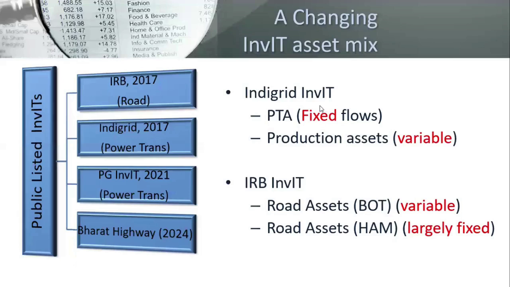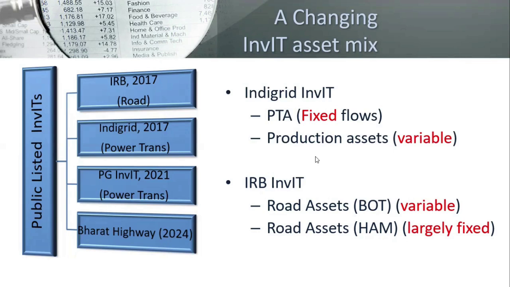In the case of some InvITs today, because since 2017 we had IRB InvIT and Indigrid InvIT, those two have shown that the asset mix is in fact changing. Indigrid was mainly into PTA, or power transmission assets, with fixed flows, but they are also getting into production assets, with variable flows, and they are also going into renewables. Now IRB InvIT was primarily a road asset, build, operate, transfer, where there was a variable return. However, they are getting into more of HAM, or hybrid annuity models, largely fixed ones. I've made a separate video on what a HAM is and about IRB InvIT. If you want, you can watch that.